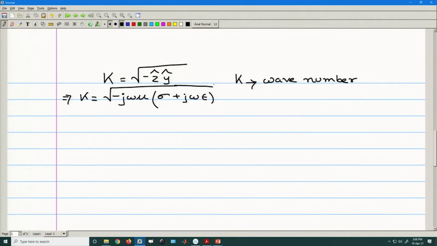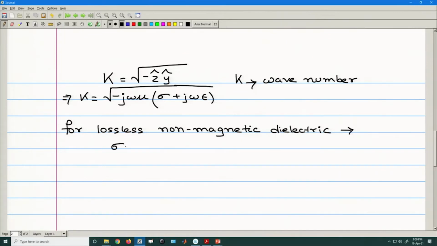Fine. Now we know that for a lossless, non-magnetic dielectric, sigma is 0, epsilon is epsilon naught multiplied by epsilon r.